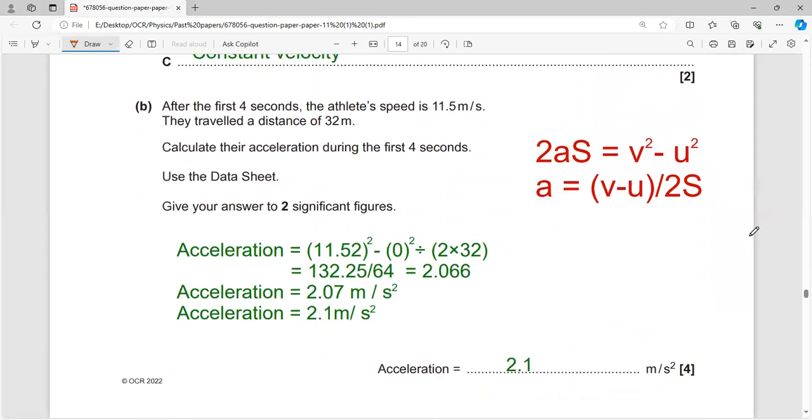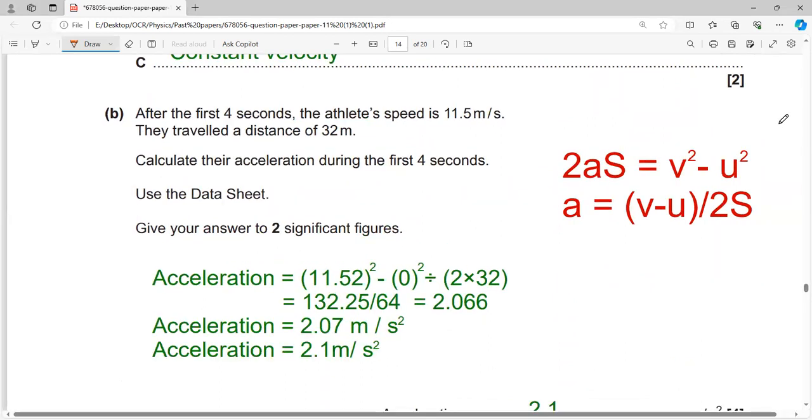Now, the next question is about after the first 4 seconds, the athlete's speed is 11.5 meters per second. They traveled a distance of 32 meters. Calculate their acceleration during the first 4 seconds. If you want to calculate the acceleration, we can use this formula: 2as is equal to the final velocity squared minus the initial velocity squared. You can see the initial velocity at 0 seconds is 0, while the final velocity is given in the question, that is 11.5 meters per second.